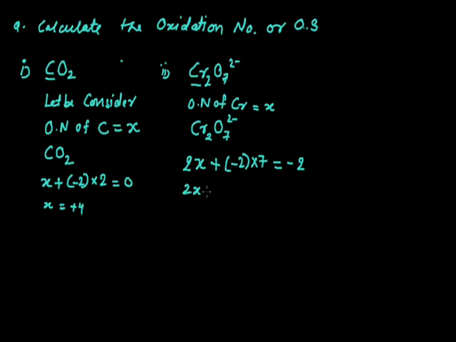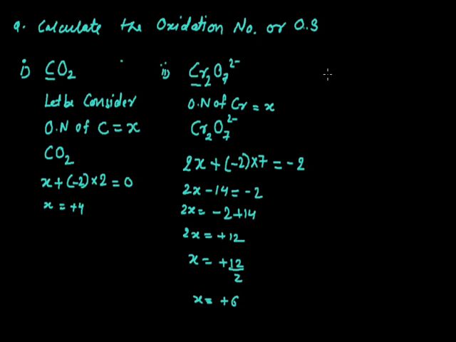Now we get 2x minus 14 is equal to minus 2. 2x is equal to minus 2 plus 14, or 2x is equal to plus 12, or x equal to plus 12 divided by 2, and it will be plus 6. Now we can say that the OS of chromium, or oxidation number of chromium, in the dichromate ion is equal to plus 6.